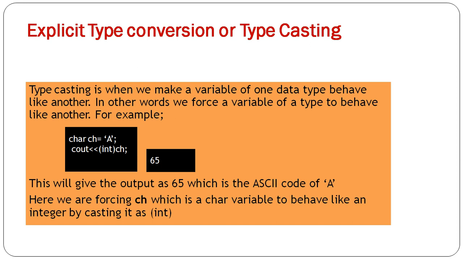Typecasting is when we make a variable of one data type behave in another format. Here this is explicit typecasting. We have declared char ch equal to a, which is the char data type. But in the output, when we precede it with a data type inside brackets, we can perform the typecasting. So int of ch means we will get the integer equivalent value of a, that is 65 as per the ASCII code. This is called explicit type conversion. Now the char ch is converted to integer.